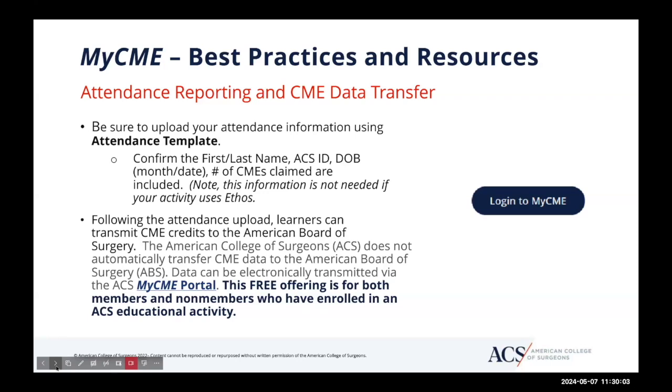It just takes a few minutes for the surgeon or the attendee to go into their portal, select the information, agree to the terms, and send it right over. They have to allow 24 hours, and then they can check with the ABS to make sure those credits went through thoroughly. On the ACS side, members are able to see when the information is accepted on our end. Again, this is a free service for both members and non-members for all ACS educational activities. Next, please.